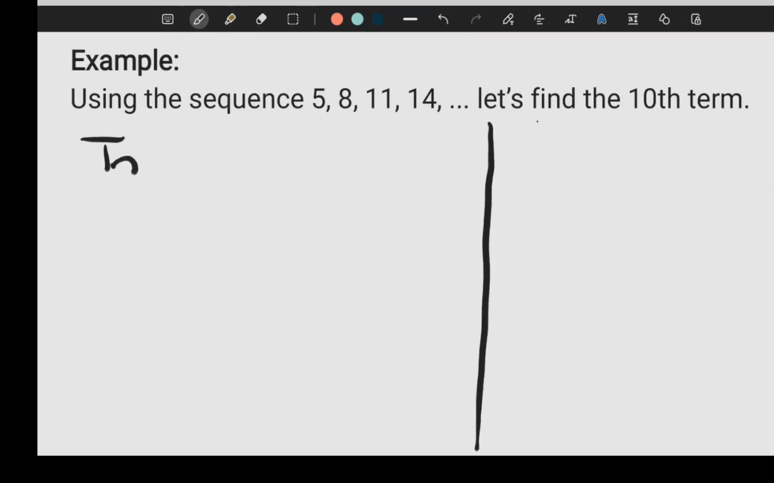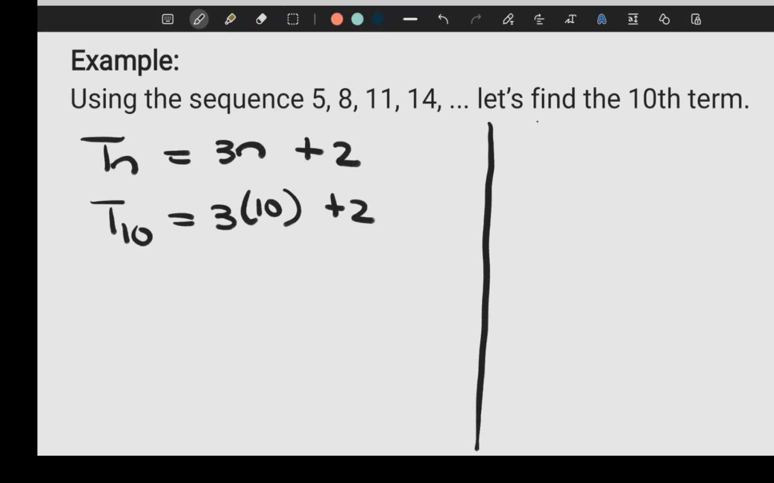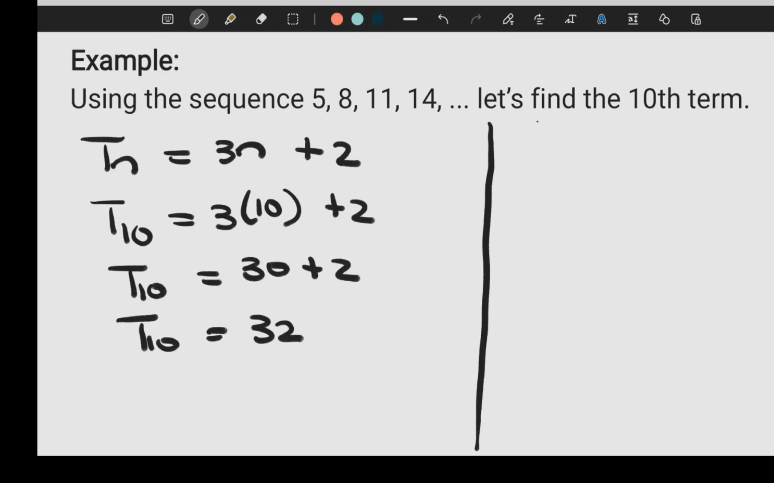I write my general term down, which I found in the previous question. Instead of writing n, I'm going to replace n with 10 because I want T10. 3, there's an n, so I'm going to make it 10, plus 2. So the 10th term is 30 plus 2. That means the 10th term is 32. The second method is helpful if you don't have the general term.